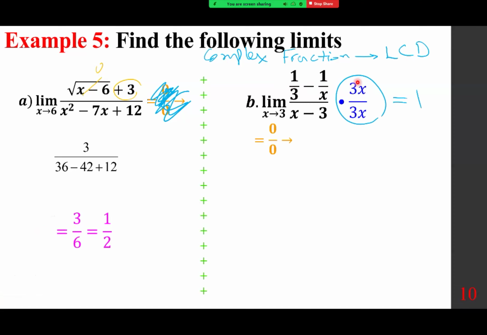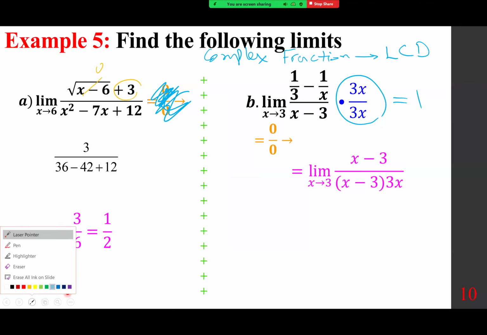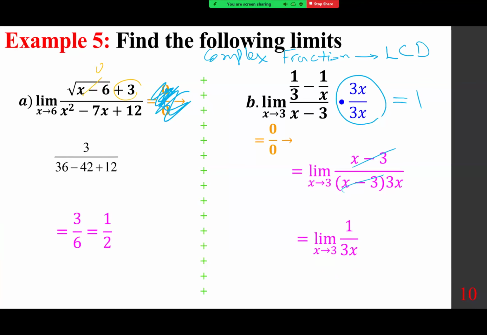You get x minus 3. And these two, you just write them as a product. Again, why? X is approaching 3, x minus 3 is 0, x minus 3 creates a problem. It is always the 0 in the denominator you want to get rid of. So you never distribute. So x minus 3 cancel out from the top and the bottom. You get 1/3x. When you plug in, you get 1/9. That's your final answer.